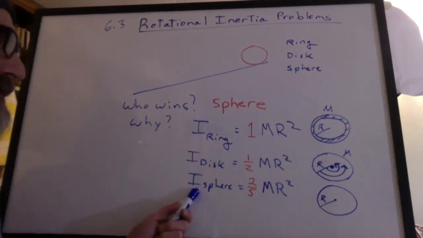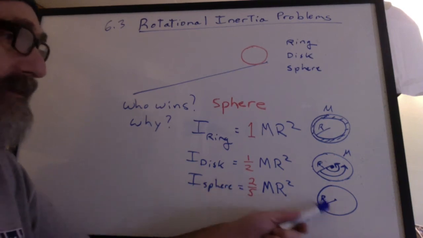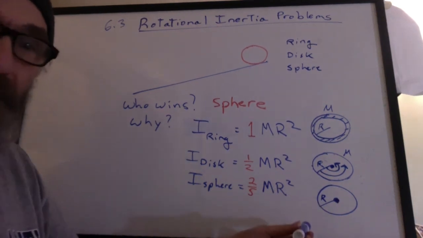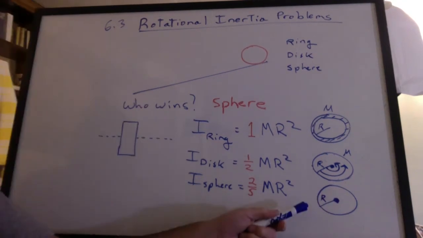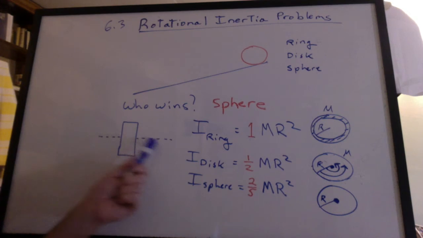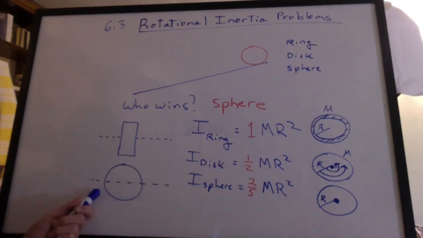Well, how about the inertia for a sphere? It's 2/5 mr squared. Now, this certainly looks like a disk, but remember, it's three-dimensional. The axis of rotation is going this way right through the middle. Let's compare this to a sideways diagram of the disk. This is the axis of rotation for this disk. And here it is for a sphere.